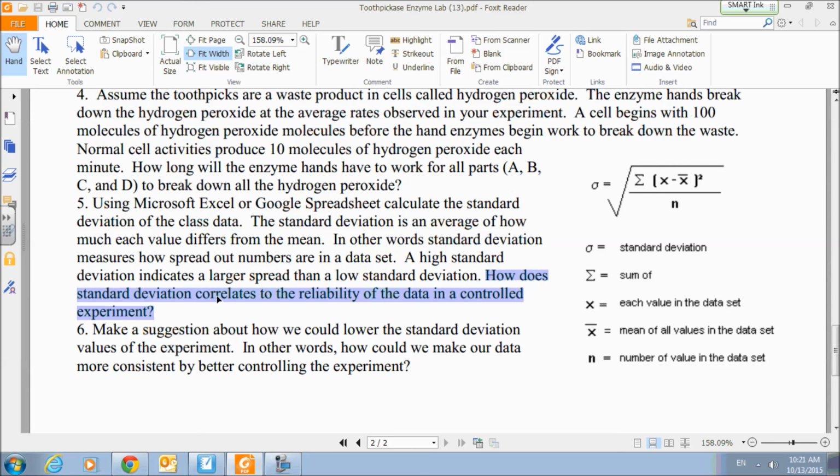What would we do to lower the standard deviation? We kind of already answered this. We could make everyone tape their hands the same way. We could say you have to start breaking toothpicks 10 seconds after your hands were on the ice for exactly 1 minute. We could have all the same person break the toothpicks the whole time. Those would probably increase the consistency of our data and decrease the standard deviation. Are there any other questions you have before I turn you loose?